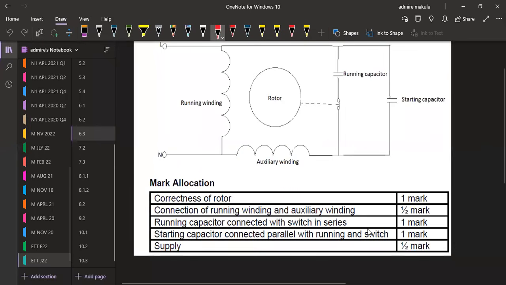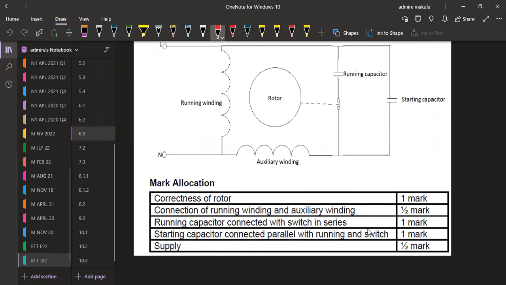Okay, so on your mark allocation, what is important is the correctness of the rotor. So we've got our rotor in this case. Then the connection of the running winding and the auxiliary winding. Okay, so we've got our running winding here and our auxiliary winding, and the starting capacitor connected in parallel with the running capacitor, then the supply.